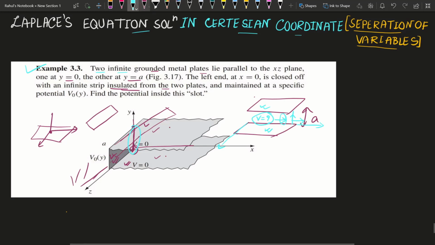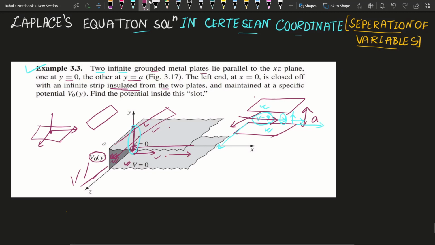Why? Because the potential is V0 at this strip, so you can understand that the potential will gradually decrease as we move in this way. But the potential will not change along the z-axis. So there is a symmetry, and the symmetry is along the z-axis.